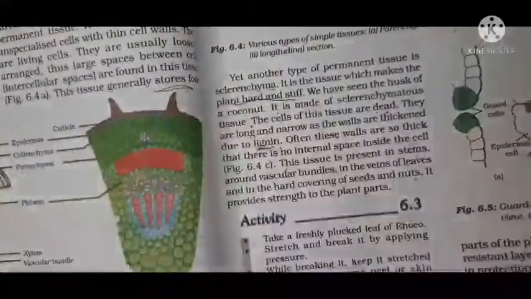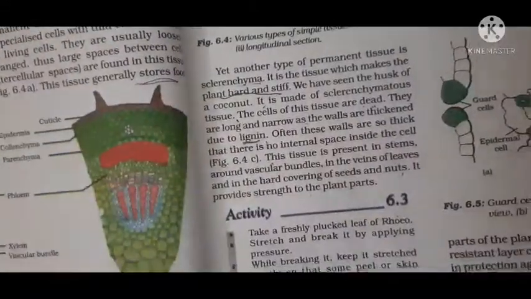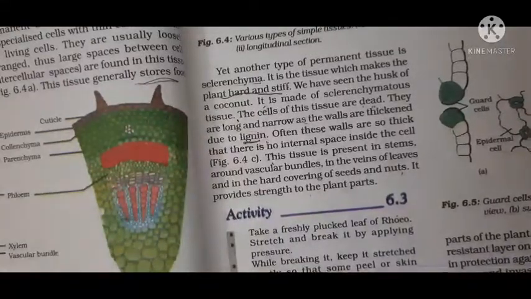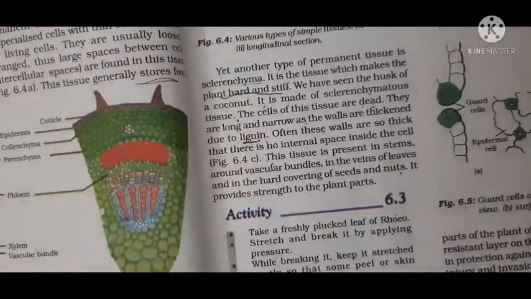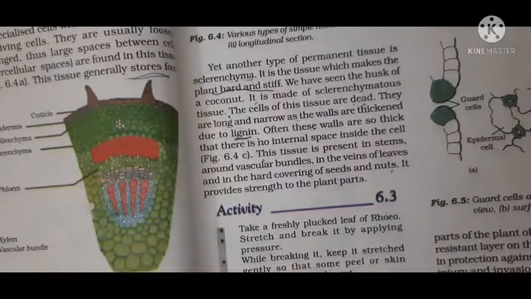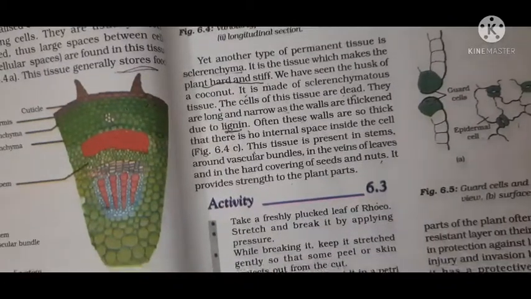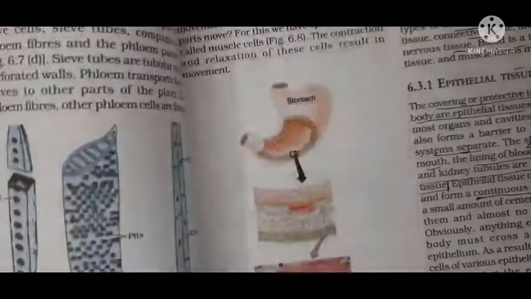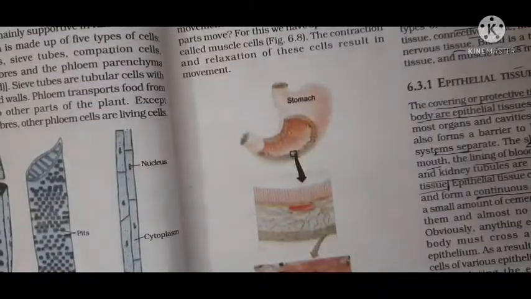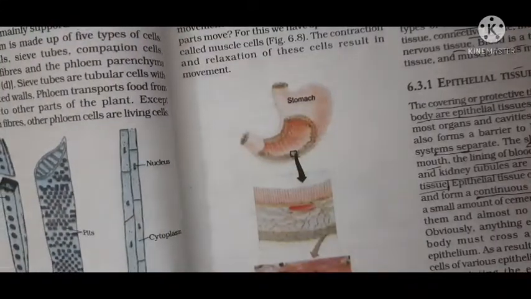Okay, so these stomata, you all know that stomata are present on the surface of the leaves, and exchange of gases and loss of water through transpiration takes place through stomata, which are often guarded by guard cells. Okay, so this is all about complex permanent tissue.